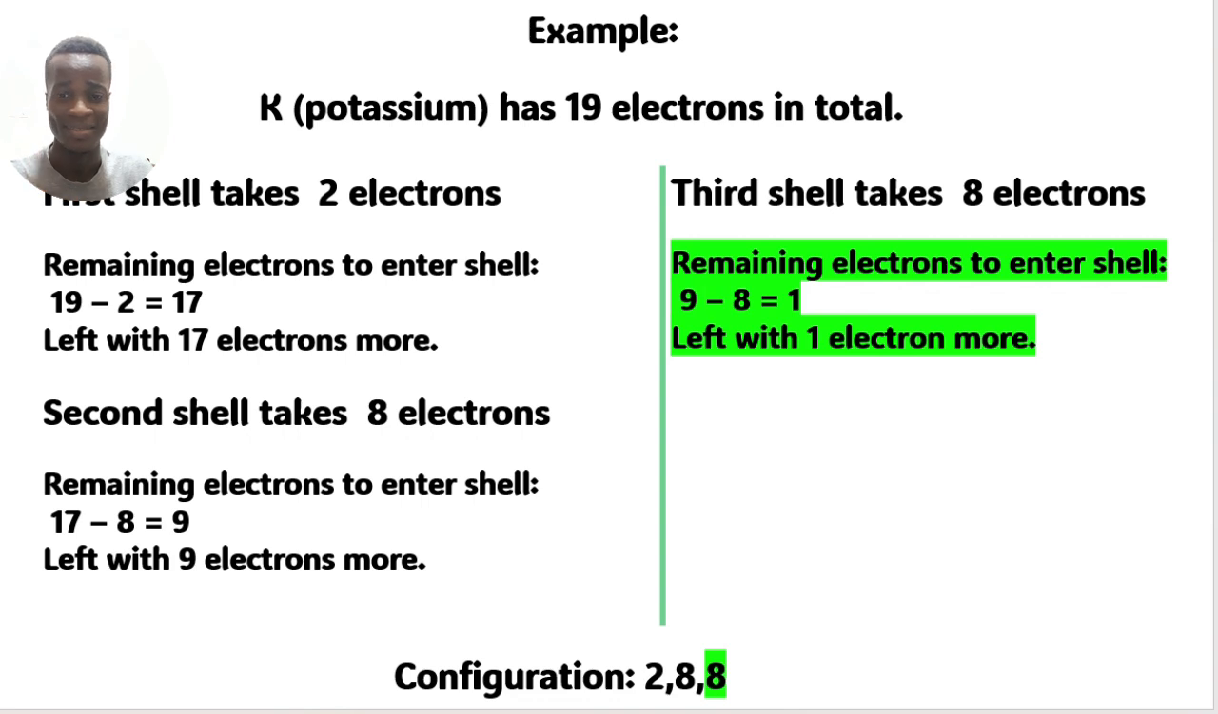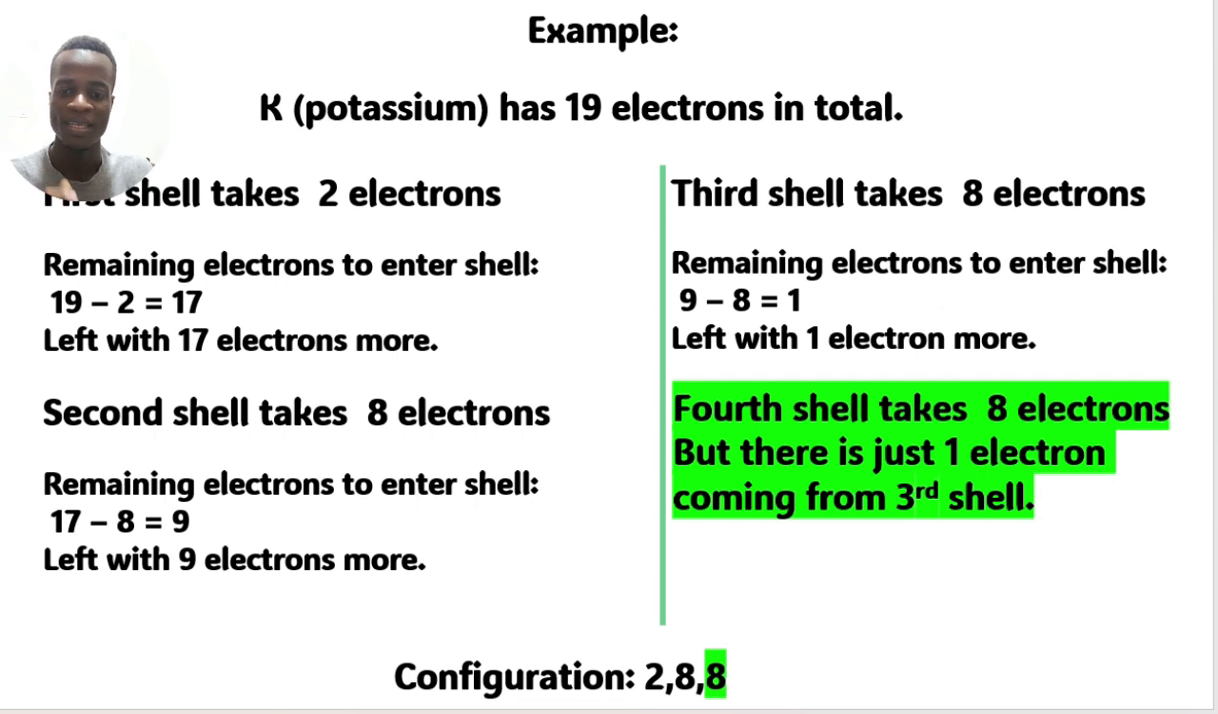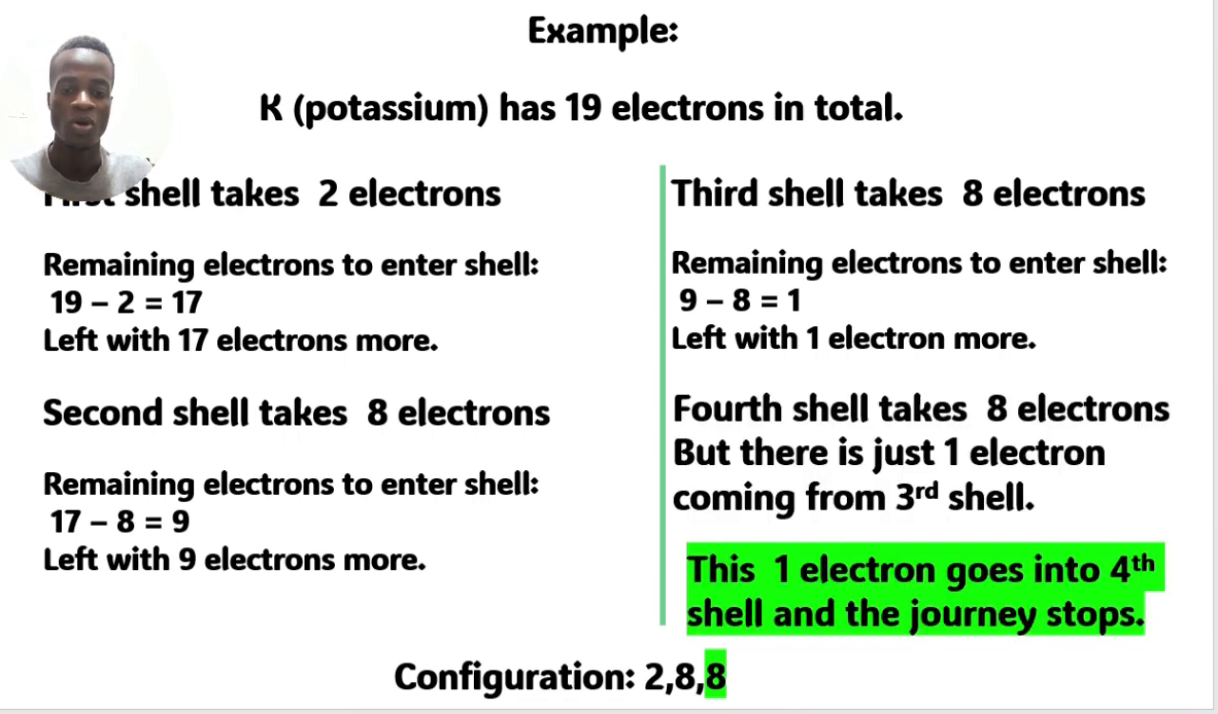Now since that third shell is already filled, we move on to the next one. So we are moving to the fourth shell. That fourth shell takes 8 electrons in maximum as well. But there is just 1 electron coming from the third shell. So this 1 electron goes into the fourth shell and the journey stops, because we are out of electrons now.